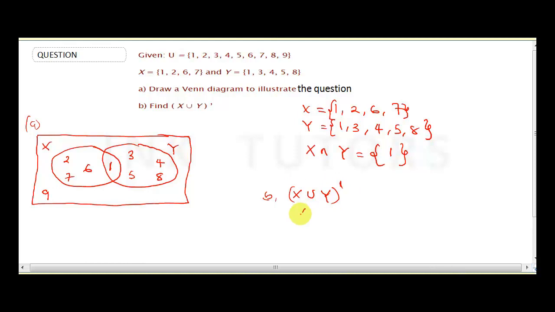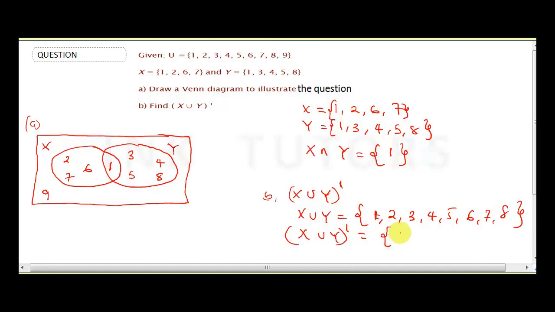For us to find our X union Y, we'll have 1, 2, 3, 4, 5, 6, 7, and 8. So X union Y complement is going to give us the elements not found here but found in the universal set. And from our Venn diagram, we can also see that it's 9. So that is the solution to this question.